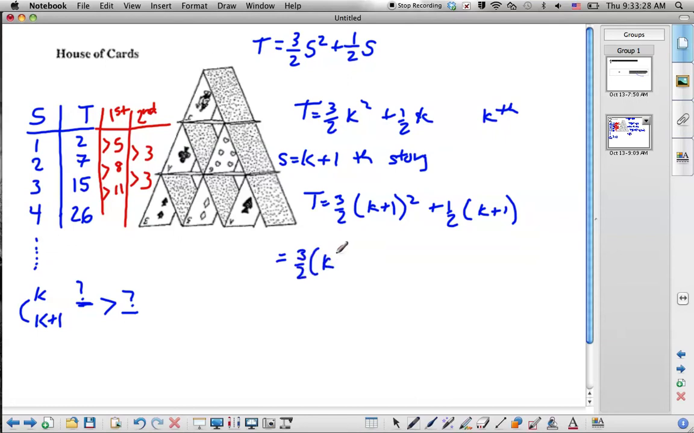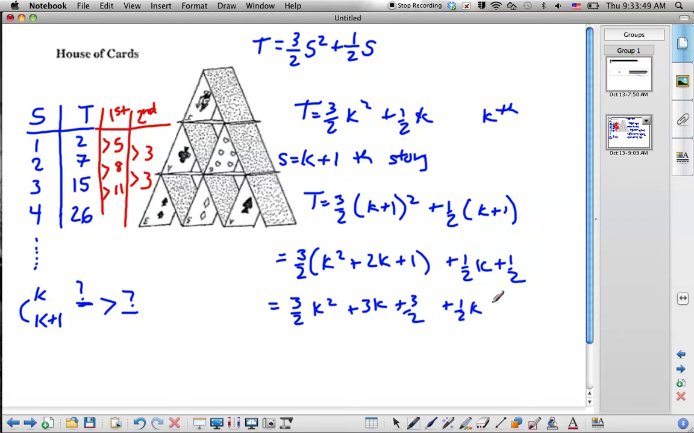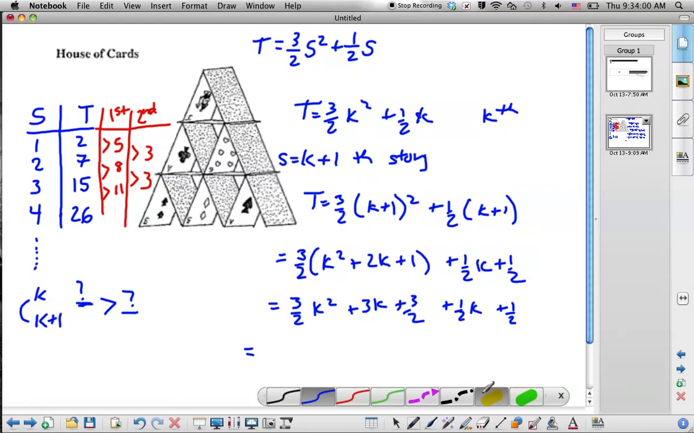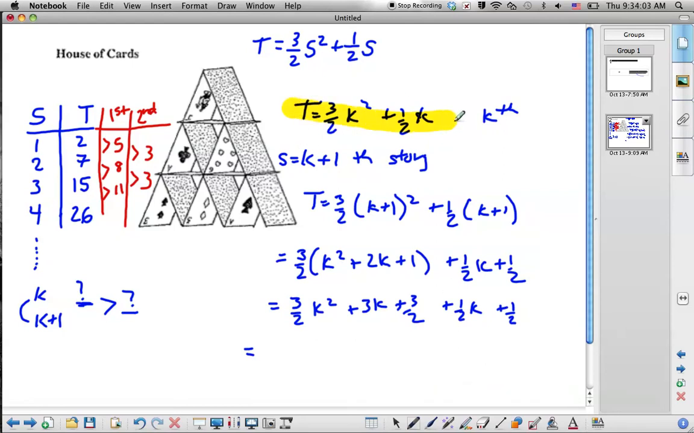I know that sounds a little confusing, but as we go through it, it'll make more sense. 3/2 (k squared plus 2k plus 1) plus 1/2 k plus 1/2. If I multiply this out, I get 3/2 k squared plus 3k plus 3/2 plus 1/2 k plus 1/2. As Mr. Epps mentioned before, we're going to look for our key term right here, our kth term. This is our key idea. We want to find that inside of this calculation.